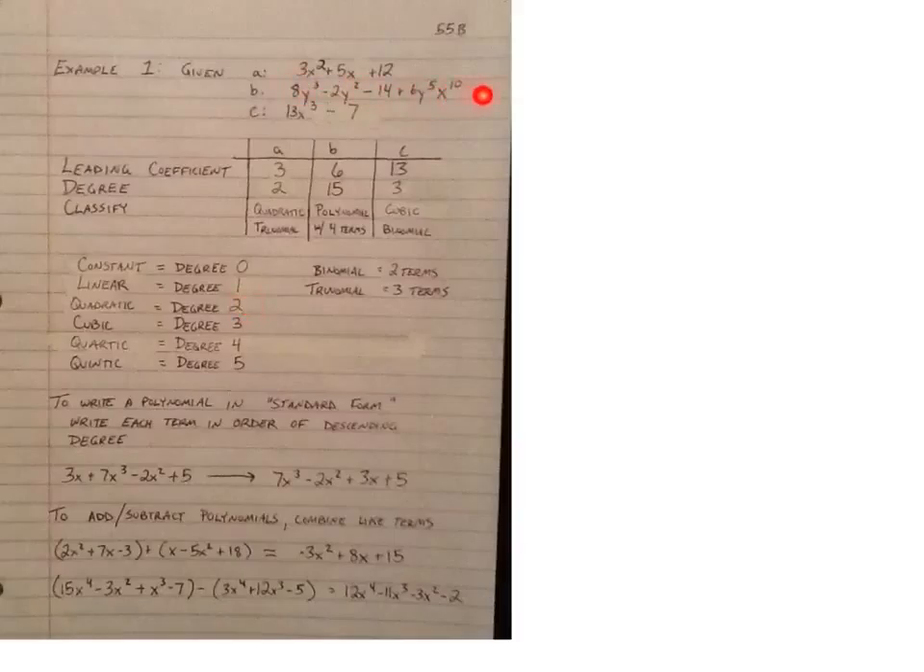Our expression for b, our degree is 15, and we don't go that high with names, so we'll just call it a polynomial with 4 terms, because there are 1, 2, 3, and 4 terms. If we wanted to, we could say polynomial with 4 terms to the 15th degree. And then finally in example C, we have 2 terms, so it's a binomial, and our highest degree is 3, and that is cubic. So we have a cubic binomial.